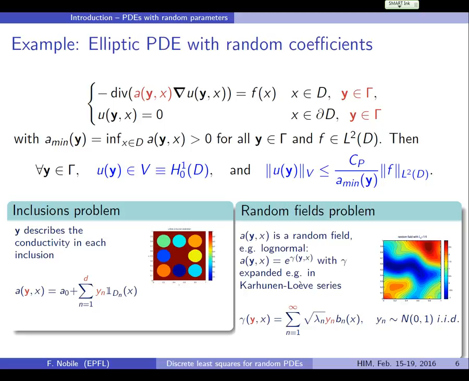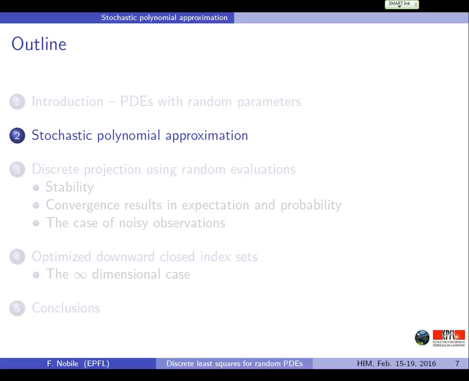This is one situation, or you could think of other situations, like you have a layered material, and in each layer you put uncertainties in the coefficients, so you might be in a more finite dimensional case. So you have only a finite number of parameters.